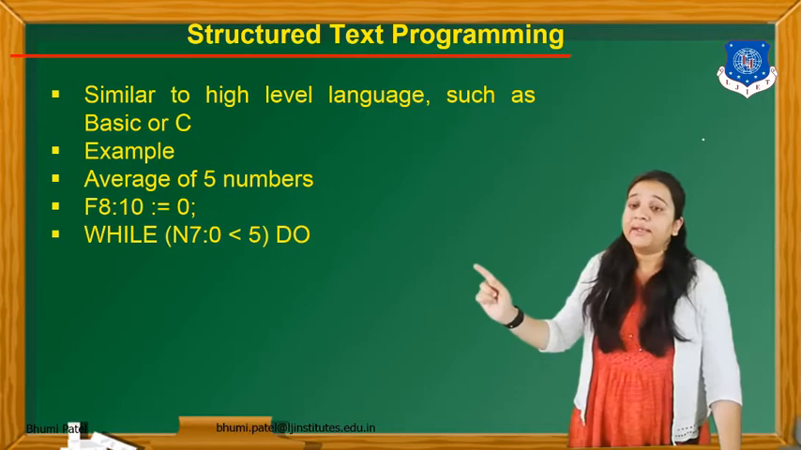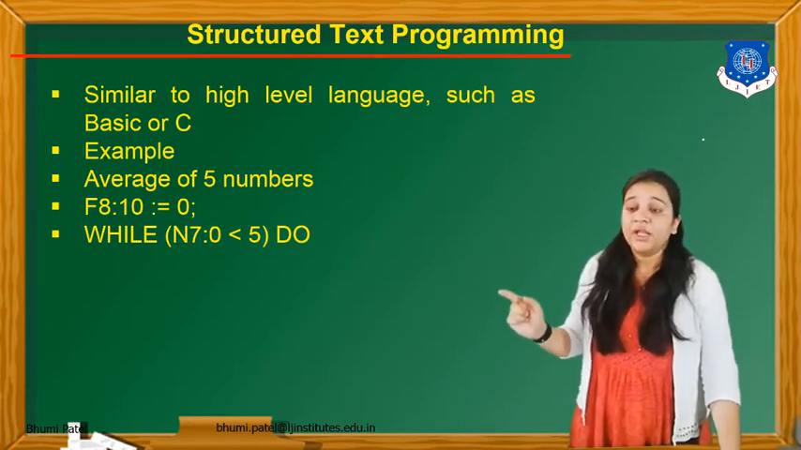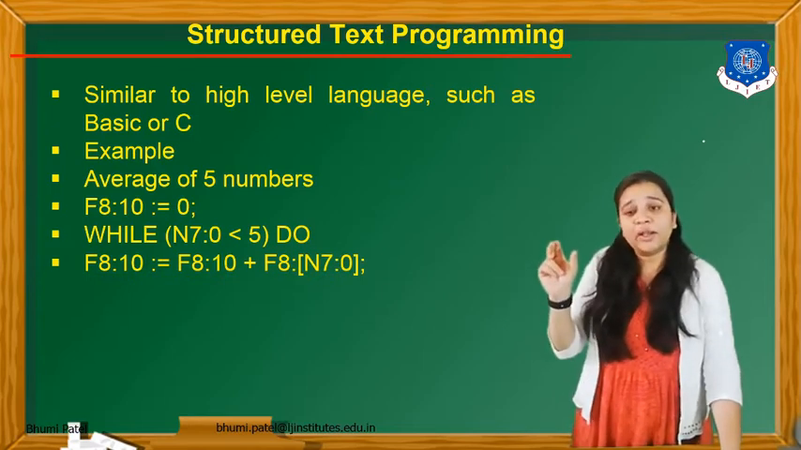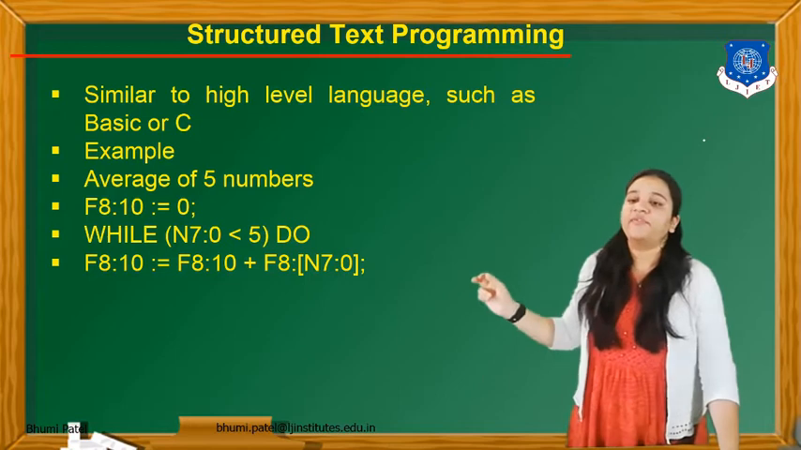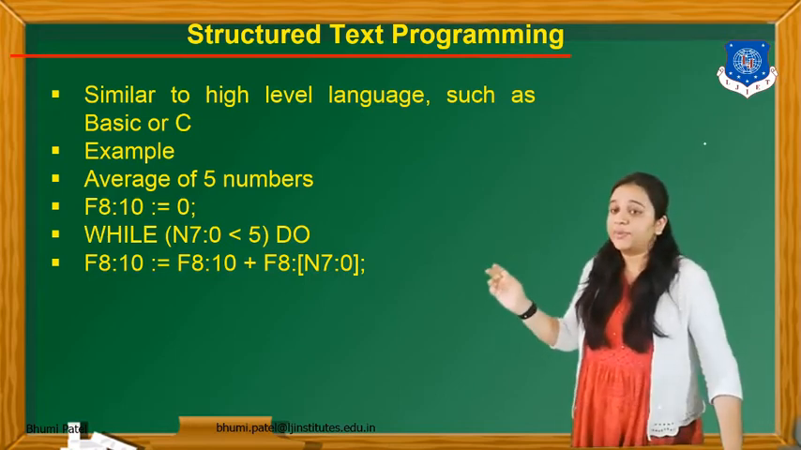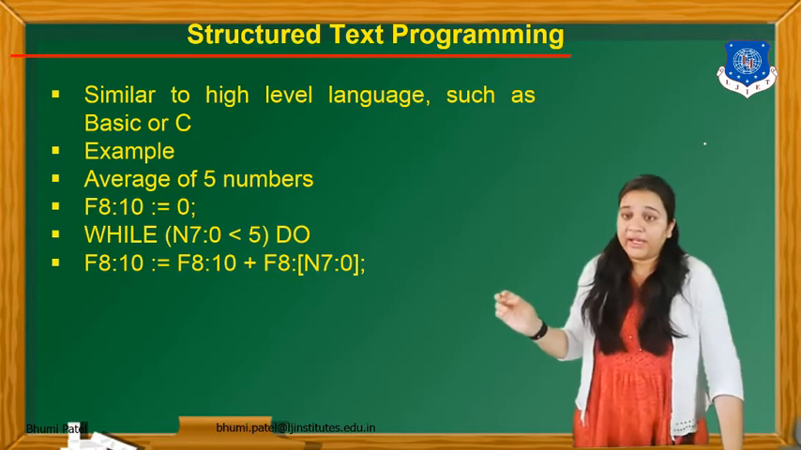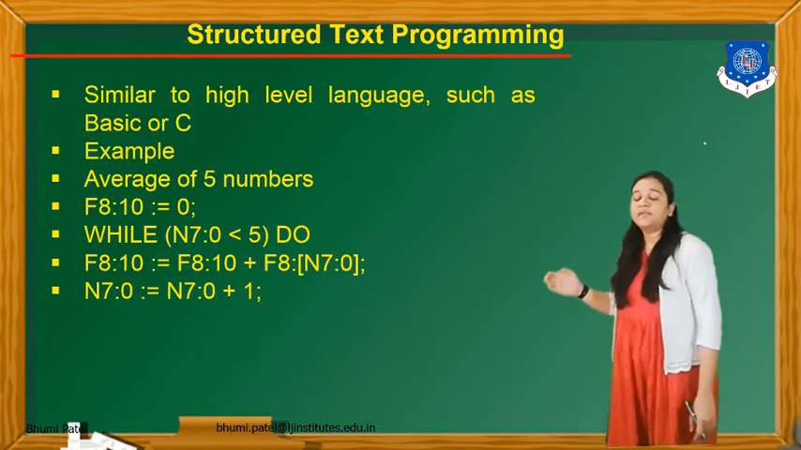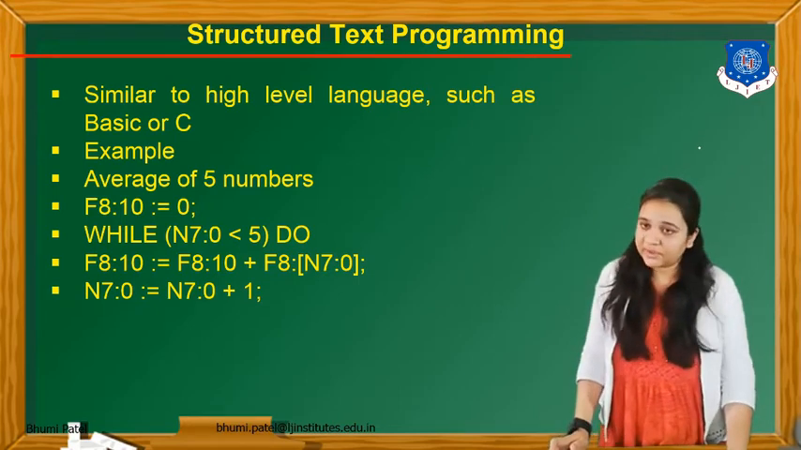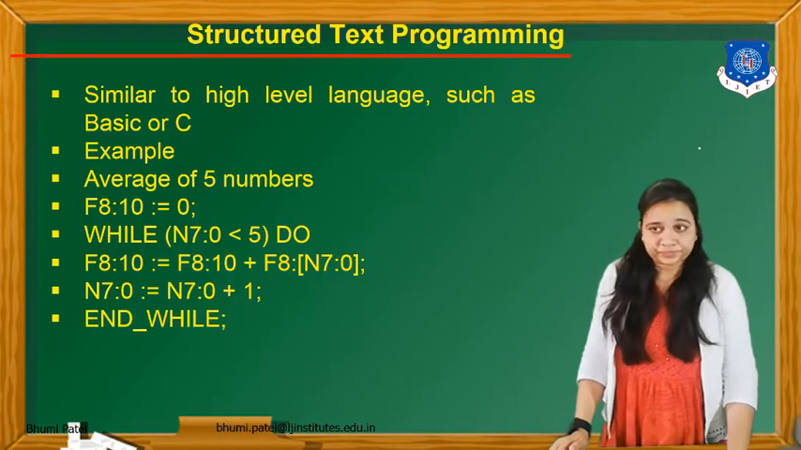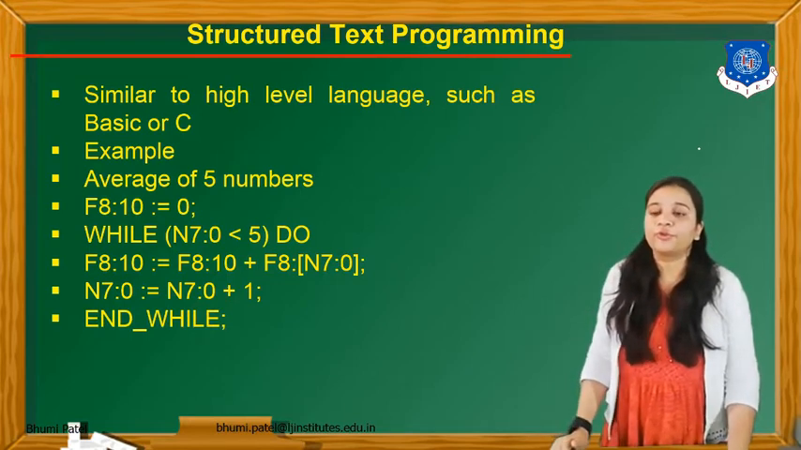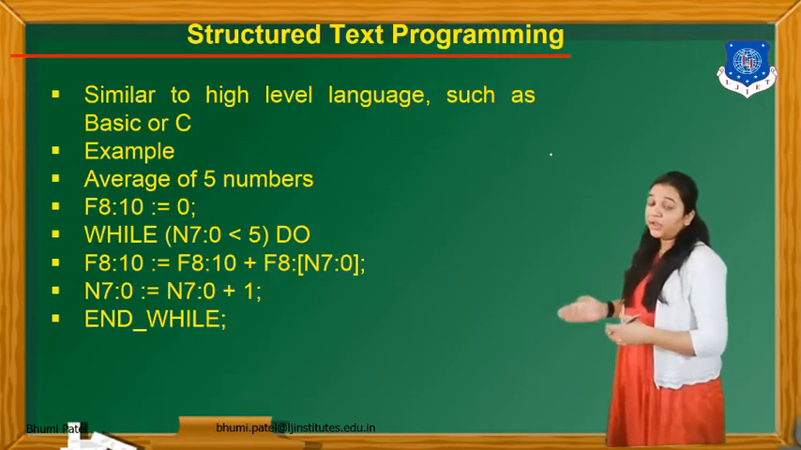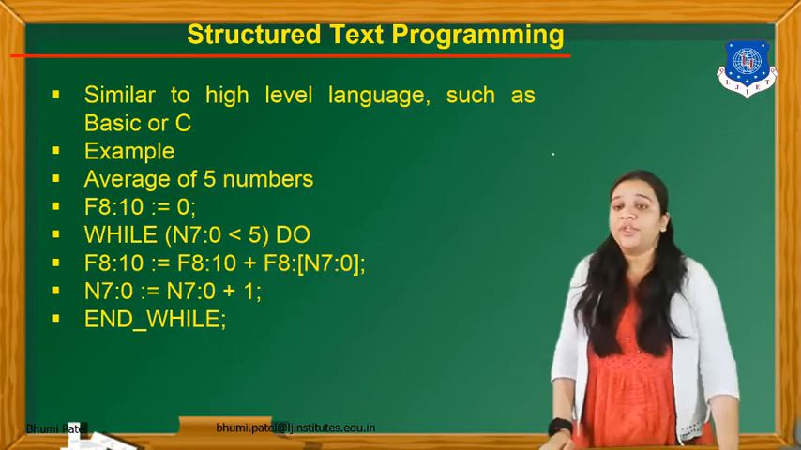While N7:0 is less than 5, we have to use the DO instruction. F8:10 is only the name, nothing else. So F8:10 is equal to F8:10 plus F8:N7:0. We have to continuously check N7:0 equal to N7:0 plus 1, and then this process is complete. We have to use the END_WHILE instruction. So this is the actual structured text programming for finding the average of the five numbers.